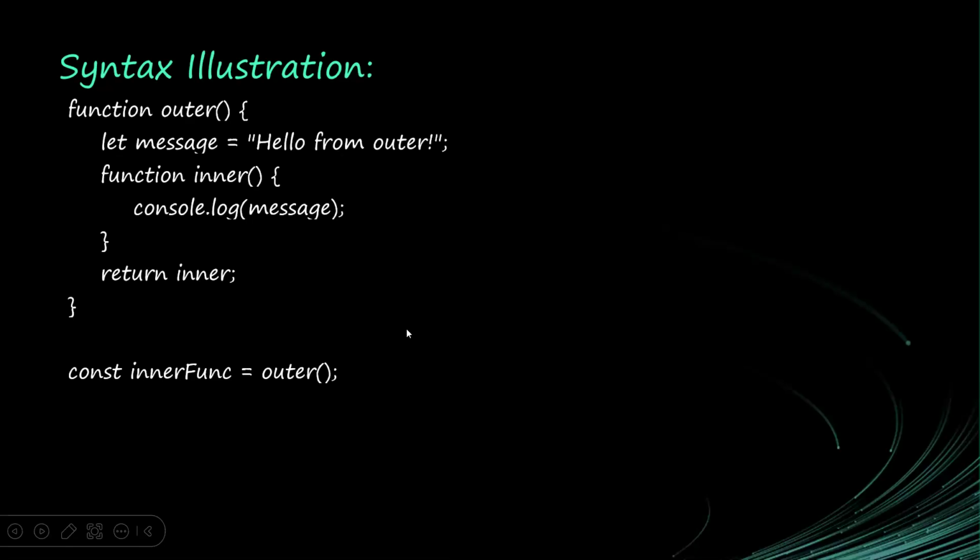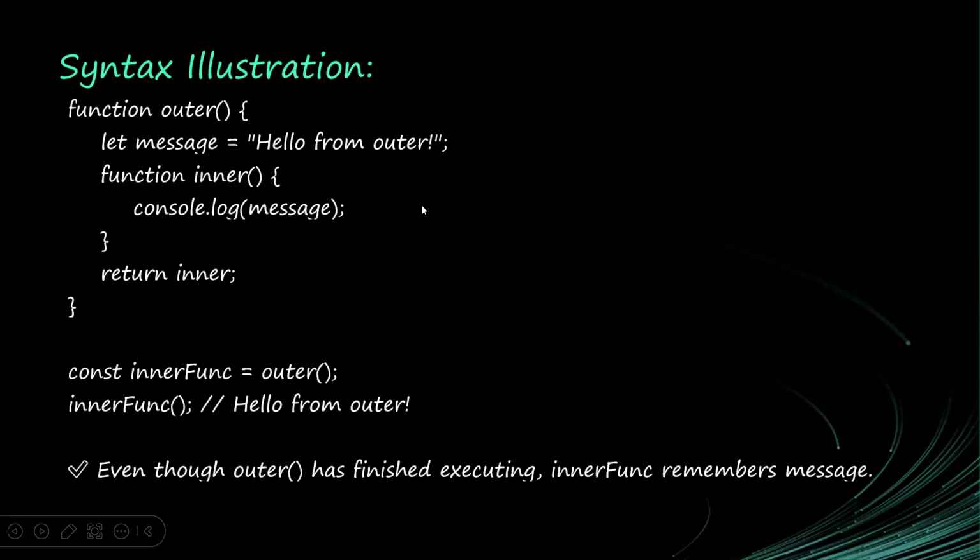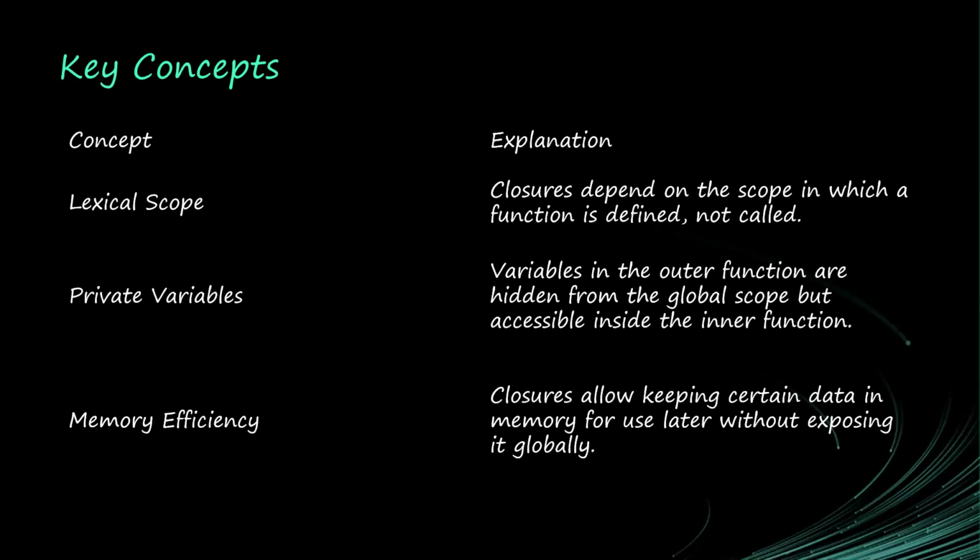Then we are saving whatever is returned in this variable called innerFunc, and then we are calling this innerFunc as a function. Once you call it, it just does console.log of the message. So this message is still available to this inner function, even though the scope where that variable exists is no longer in context. Do you understand? Even though the outer function has finished executing, innerFunc remembers the message variable. So these are key concepts you need to understand about closure.